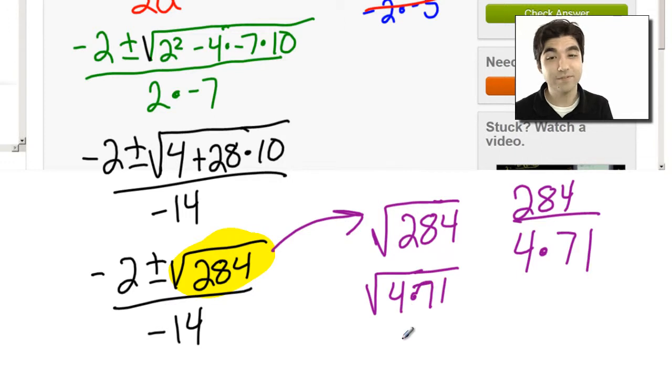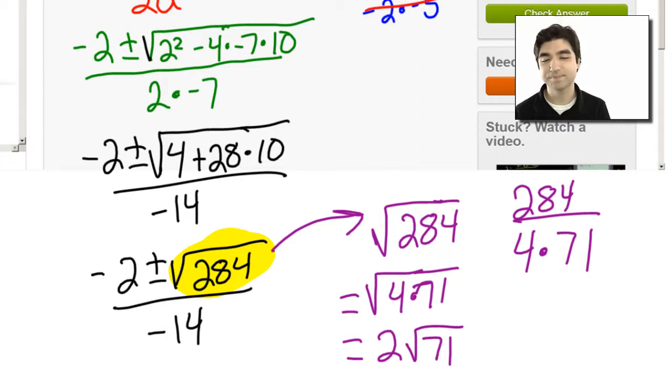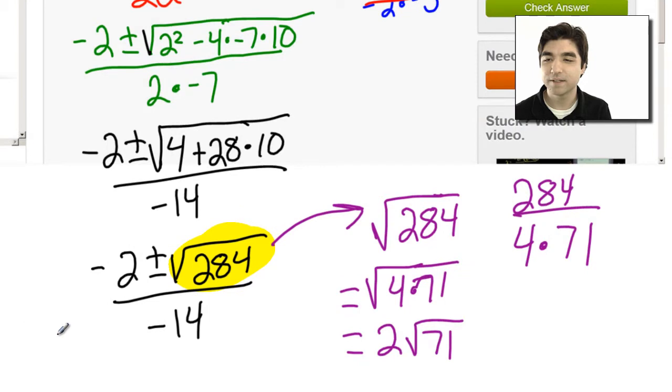Well, the square root of 4 is 2, so we got 2 times the square root of 71. So we're going to replace this with 2. So we have negative 2 plus or minus 2 times the square root of 71, divided by negative 14.